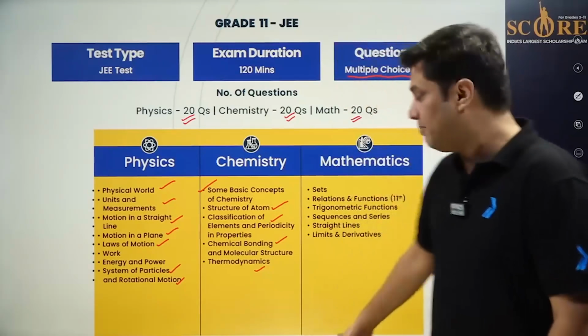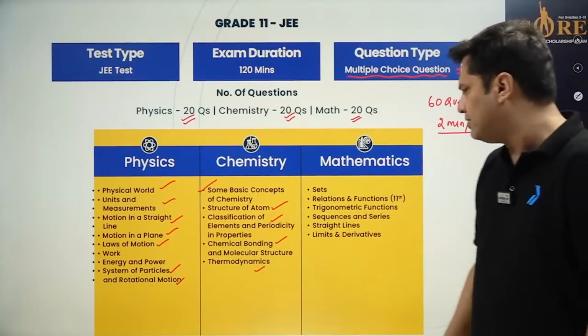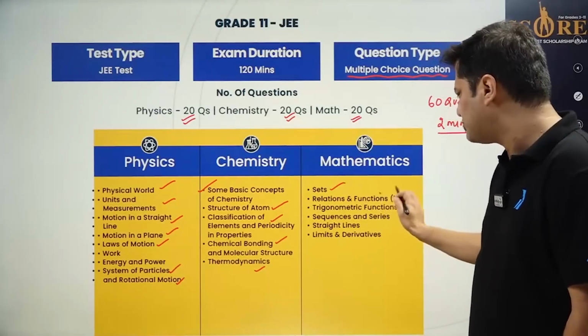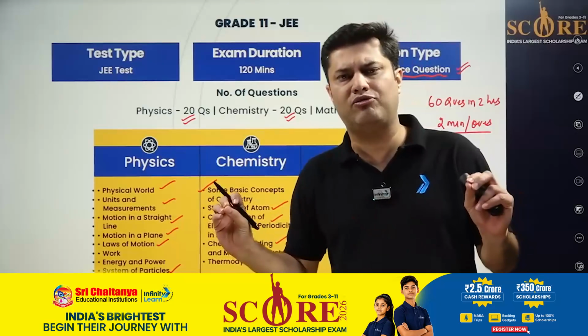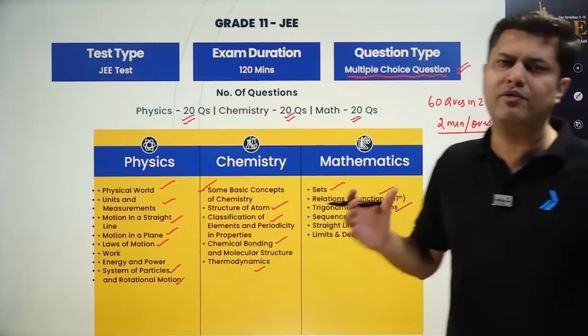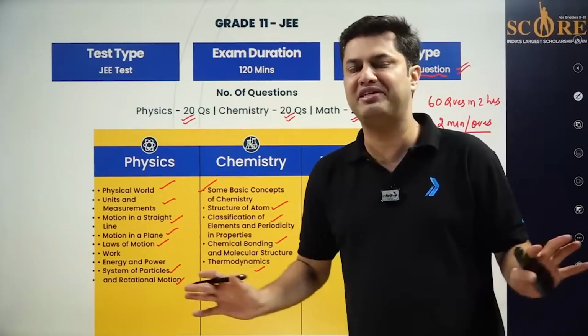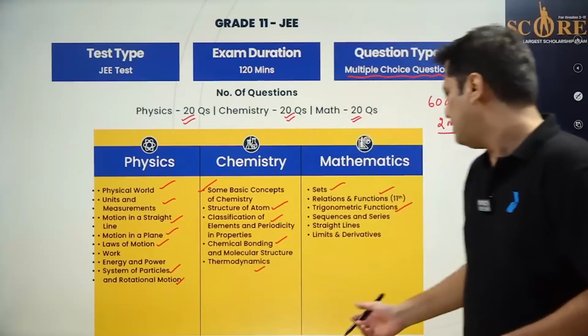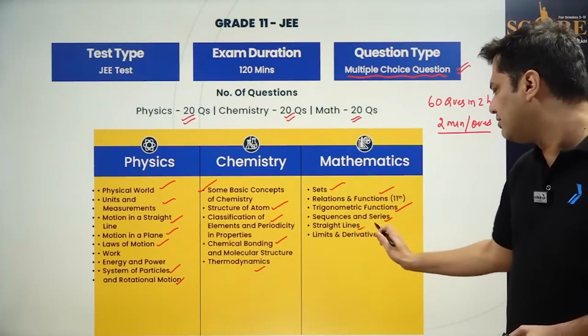Coming to my subject, mathematics, I think there are very easy chapters. Sets, relation and function is the easiest chapter of class 11th, and they are the first two chapters of class 11th. Then trigonometry, I think everyone is born in trigonometry, so it will not be an issue. Straight line and sequence series, again important chapters.